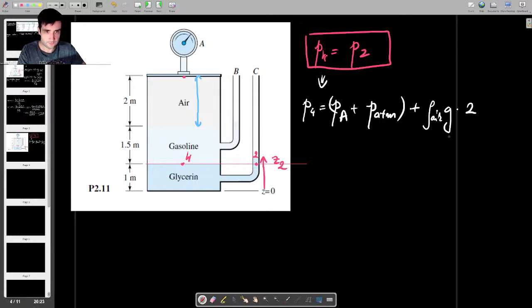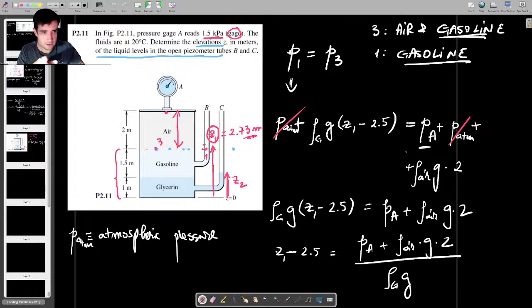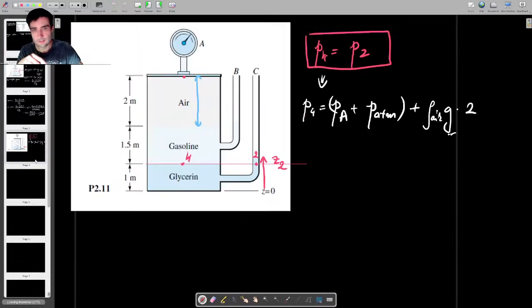This term, we also used in the previous analysis when we looked at tube B, but it also appears here because it was pushing down at point 3, so it's clearly pushing down on 4 as well. So we have this, and then the extra thing that we now need to use is the fact that P4 also takes into account this much height.